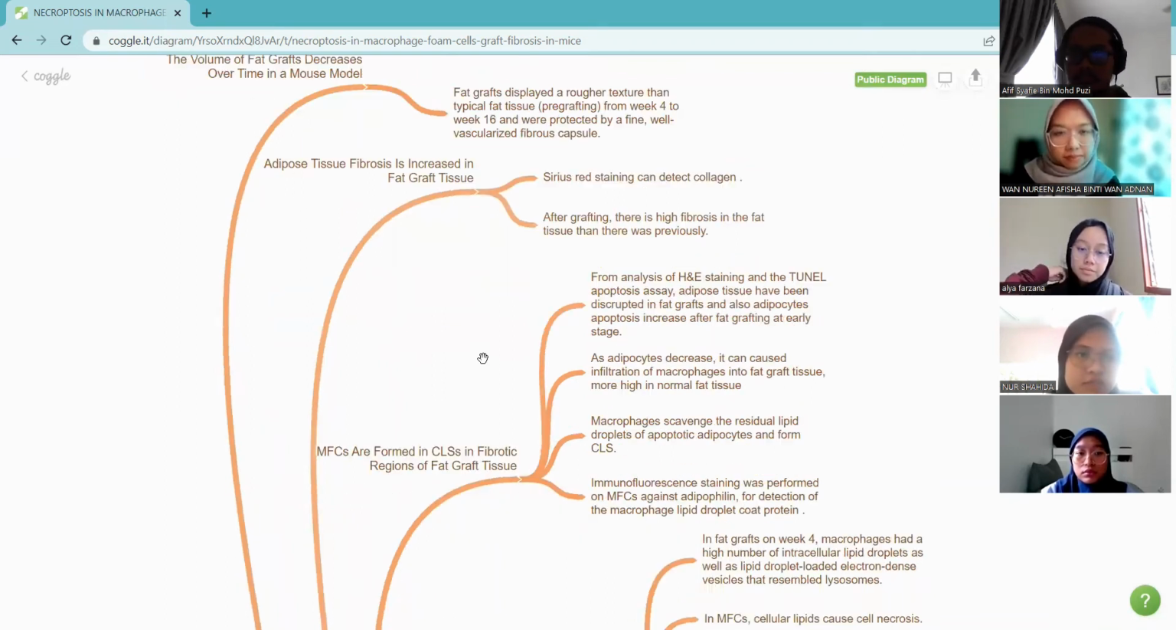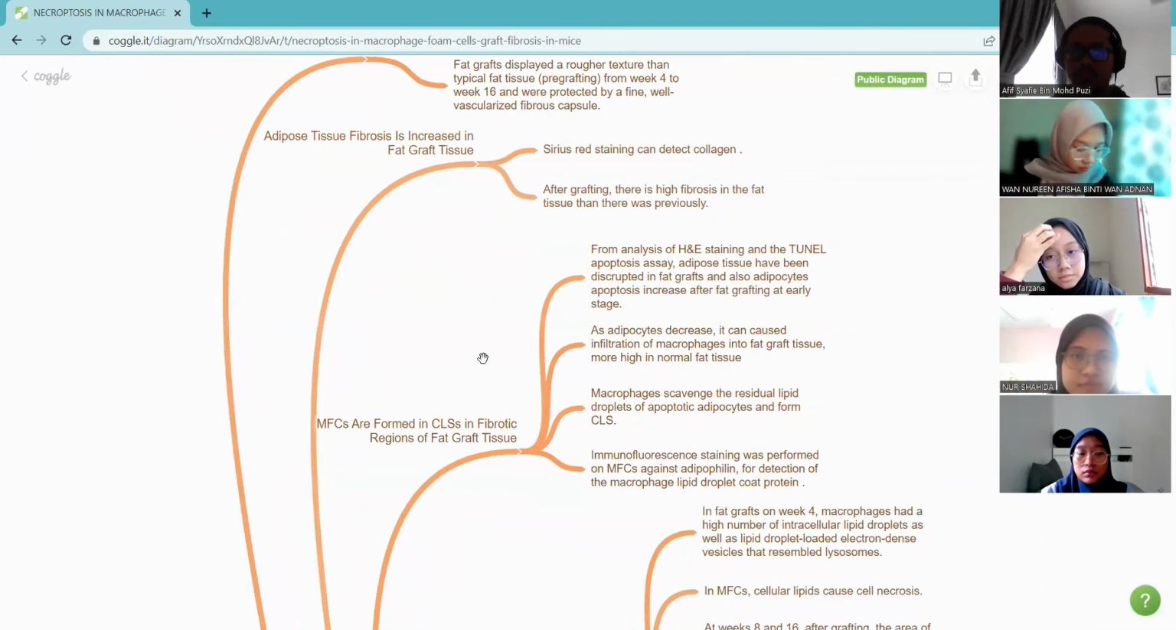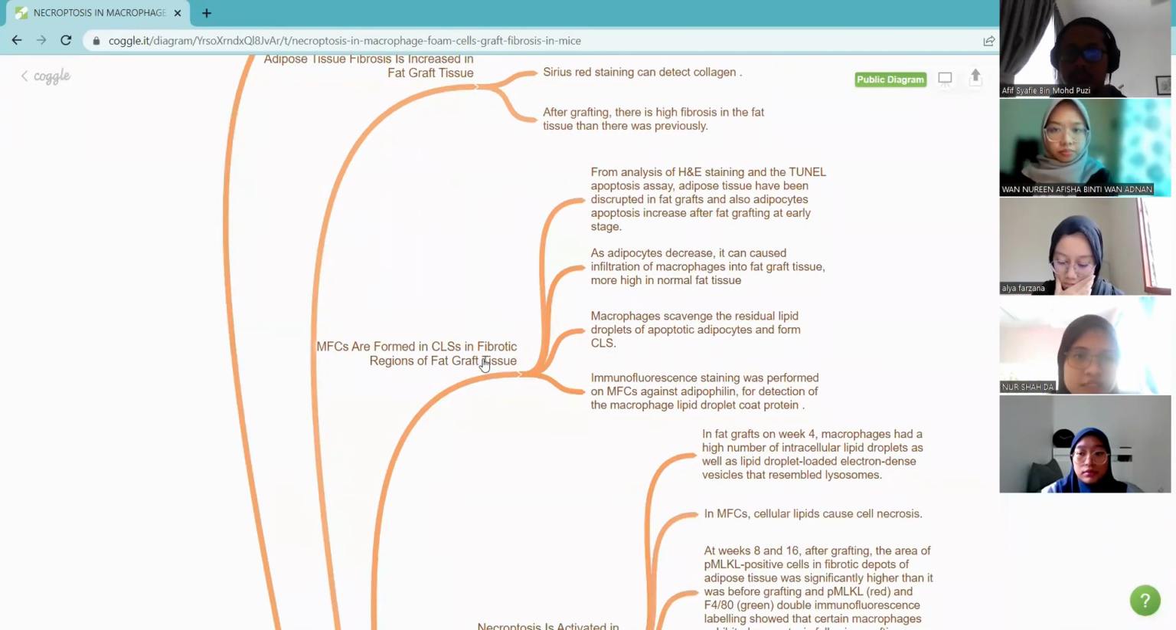Okay, next, adipose tissue fibrosis is increased in fat graft tissue. Sirius red staining can detect the collagen, and after grafting, there is higher fibrosis in the fat tissue than there was previously. The third one, MFCs are formed in CLS in fibrotic regions of fat graft tissue.